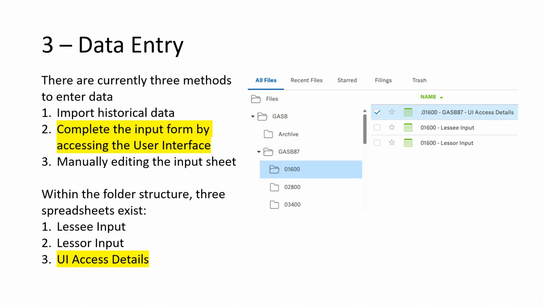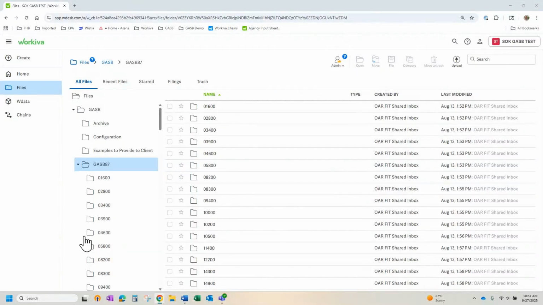Remember in the introduction, we discussed that for GASB 87, each of the agency folders have 3 spreadsheets: the lessee input, lessor input, and the UI access details. This folder structure was created specifically to aid in the security of the data. The client has the option to set up permissions so that only those with specific permissions can access specific sheets.